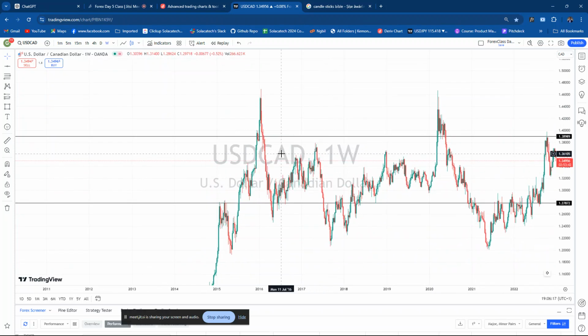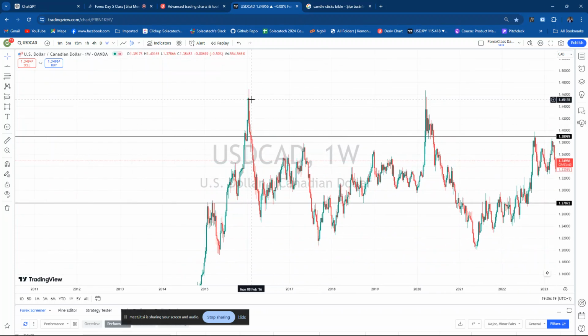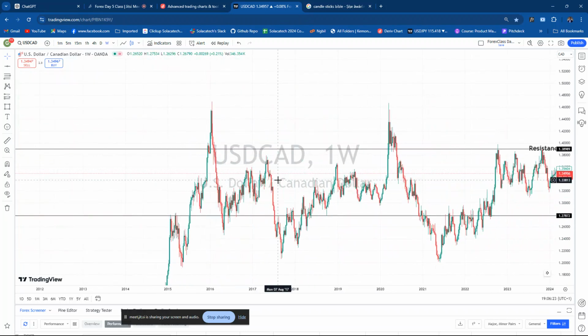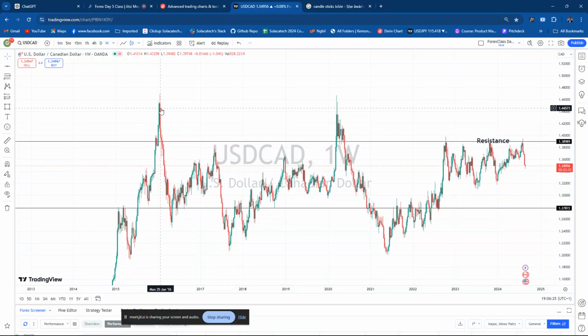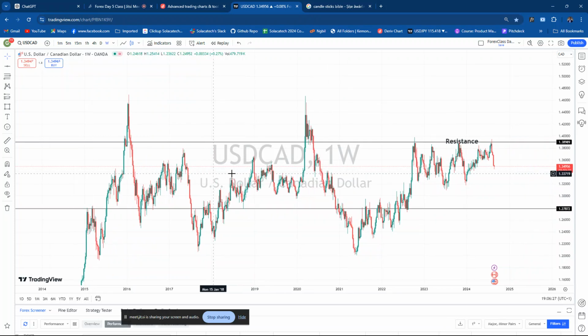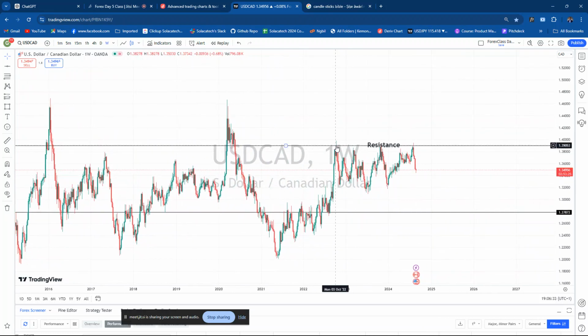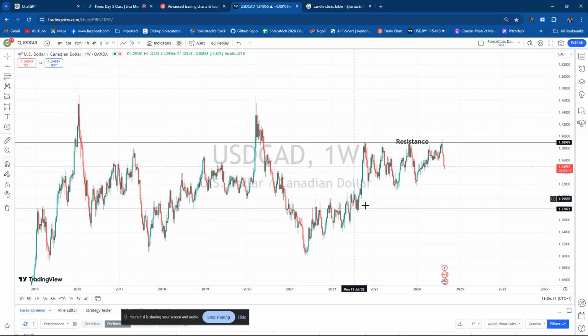So what happened here was that CAD actually broke through this level, but the resistance force brought it back inside. CAD sold above and it brought it back. It did the same thing here again. The same thing happened. It tried again in 2022, and it could not even break through. It tried again and could not break through.